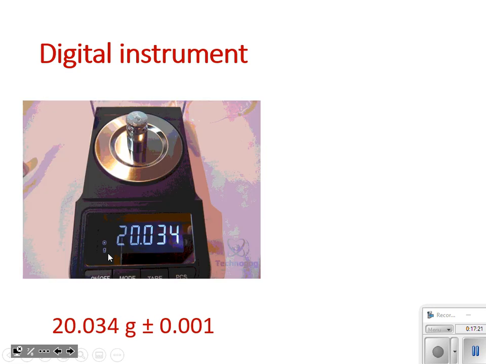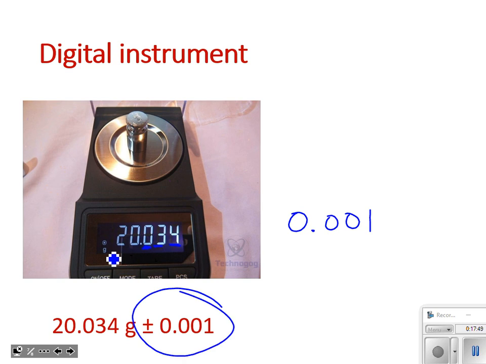Let's go on to another one. Here's a little bit more of a precise scale. As I'm looking at this, I see tenths, I see hundredths, I see thousandths. So my uncertainty is going to carry me out to the thousandth. So I have plus or minus 0.001.